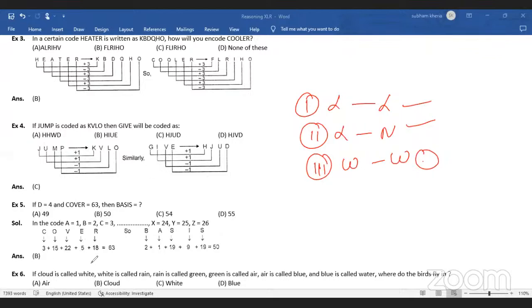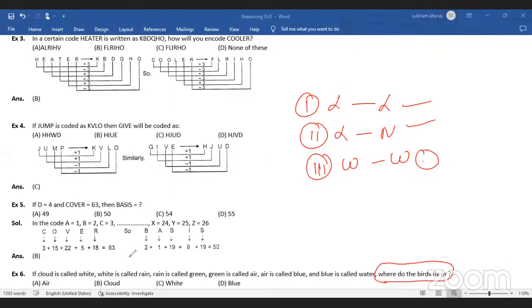So it says if cloud is called white, white is called rain, rain is called green, green is called air, and air is called blue. So many. And blue is called water. Where do birds fly? The first thing is, where do birds fly? So find the real logic. Where actually does the bird fly? Tell me. In reality, where does the bird fly?